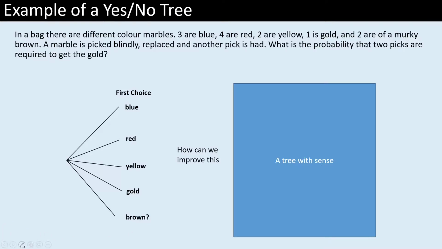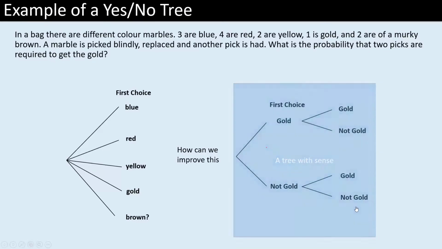Okay, so if we were to split this down into 2 categories to make this a lot easier for ourselves, we could have yes, we get a gold, no, we do not get a gold. And that is what we see here. We get our first choice, where we get something which is a gold. That's our yes. And we get something which is not a gold. That's our no.